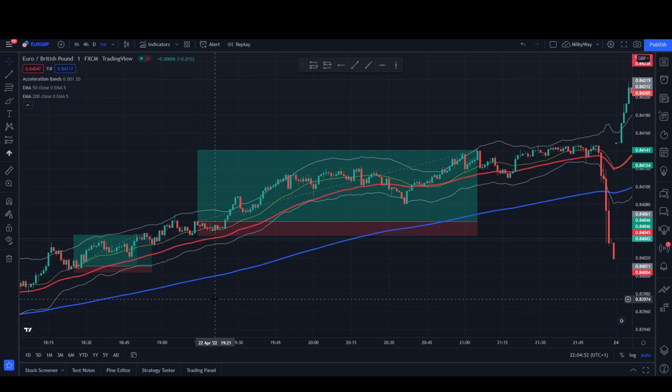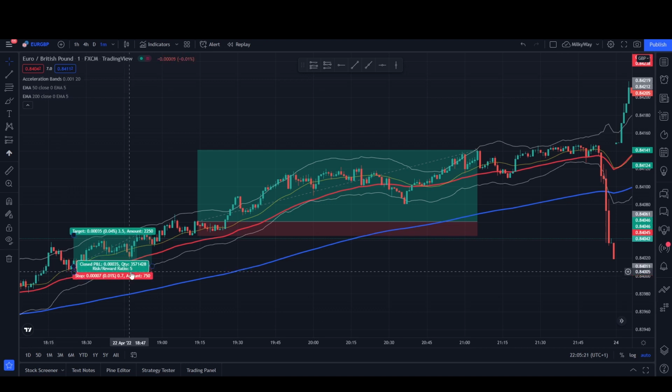You can see the moving averages are bullish. So the 50 EMA is above the 200 EMA. The price is above the 200 EMA. And right here, it closes above the middle band of the acceleration bands. So we enter a trade. Last swing is right here. It's got a 1-to-5 risk-reward ratio. You take profit up here.